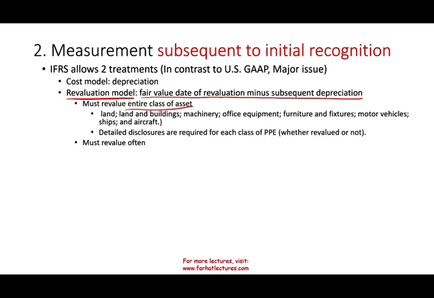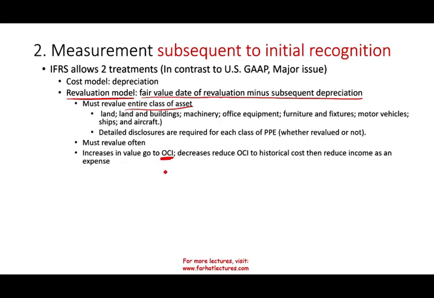And you might have to revalue often. Okay, now this is important. The increase in value goes to other comprehensive income. So let's assume you have a piece of land or a piece of equipment and a building. It went up in value. The increase in value goes into OCI. Then the decrease reduces OCI.